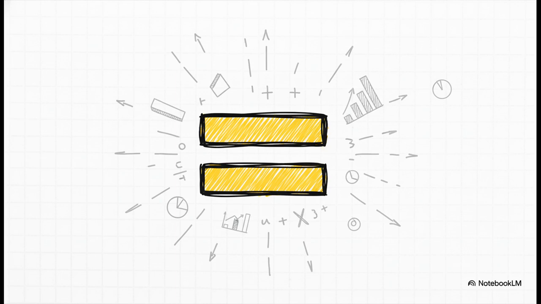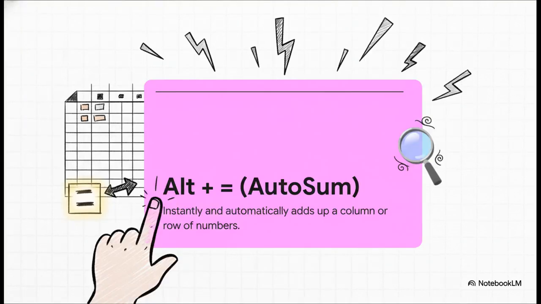This is the golden rule of Excel. Every single formula, whether it's a simple sum or some kind of crazy complex financial model, it always begins with equals. For example, want to see some magic? Just click an empty cell at the bottom of a column of numbers, press Alt and the equal sign at the same time, and boom! Excel instantly writes the sum formula for you. That's AutoSum, and it is hands down the fastest way to add up a bunch of data.